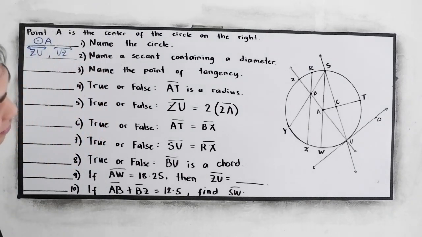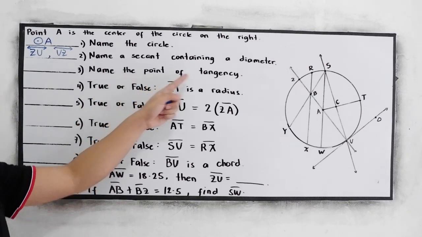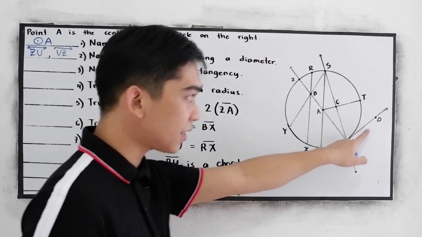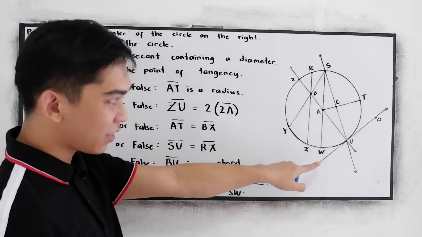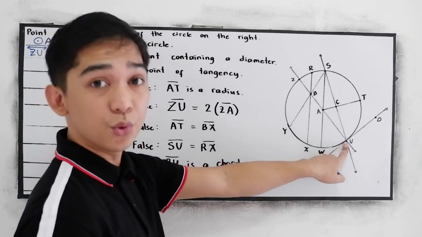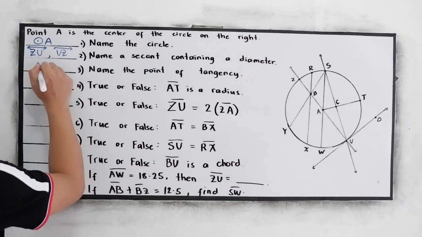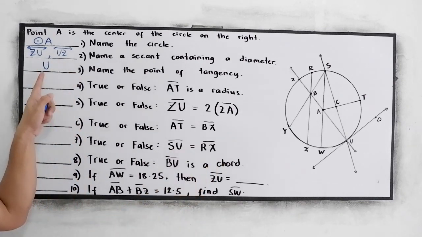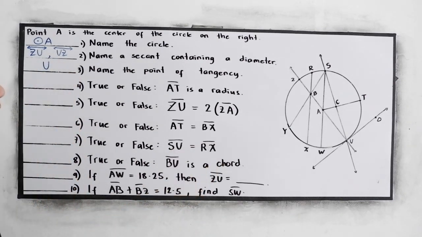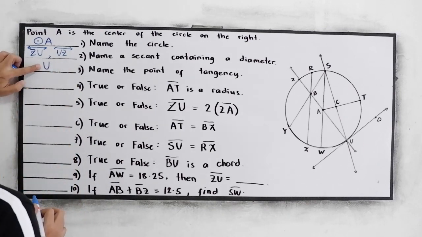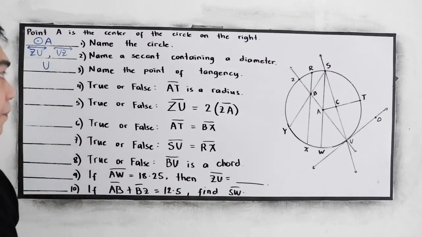Next, name the point of tangency. So we have a tangent here, a point that touches the circle at exactly one point. We have point U, capital letter U. Sir, do I need to write point U? No, it's okay to write it in a big letter.